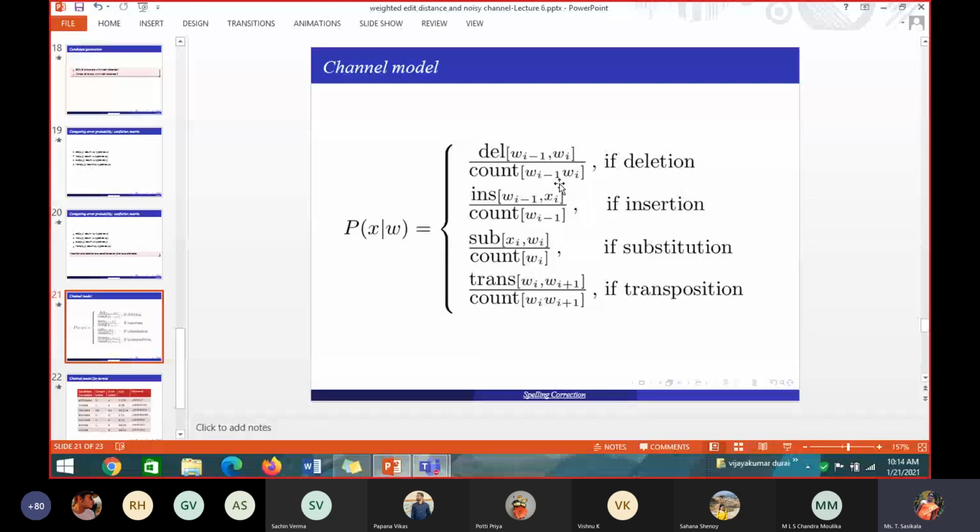So for deletion, the formula is delete of WI minus 1 comma WI divided by count of WI minus 1 WI. That means count how many times the characters WI minus 1 WI occur in my corrected corpus. Among those occurrences of XY in my corrected corpus, in the numerator, how many times WI is deleted after WI minus 1. So XY typed as only X, right? So Y is deleted. So is Y WI minus 1 or WI?